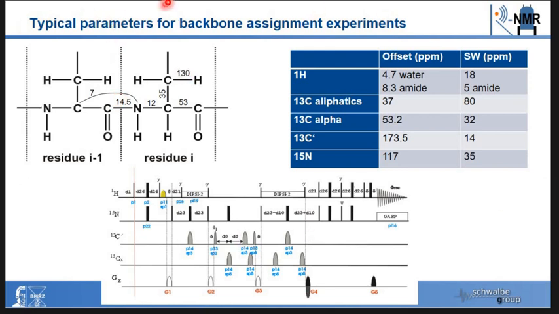Some typical parameters for backbone assignment experiments are found here. So here you have the coupling constants that might be involved in whatever triple resonance backbone experiment you want to do: 7 Hz for the 2J NC alpha coupling, 12 Hz for the 1J NC alpha coupling, or 14 Hz for the NC carbonyl coupling. Those are the experiments that are relevant today, maybe. Then you have typical offsets. For water, it's usually 4.7. The amide protons resonate around 8.3 ppm. And typical spectral widths for the nuclei involved in the backbone experiment.